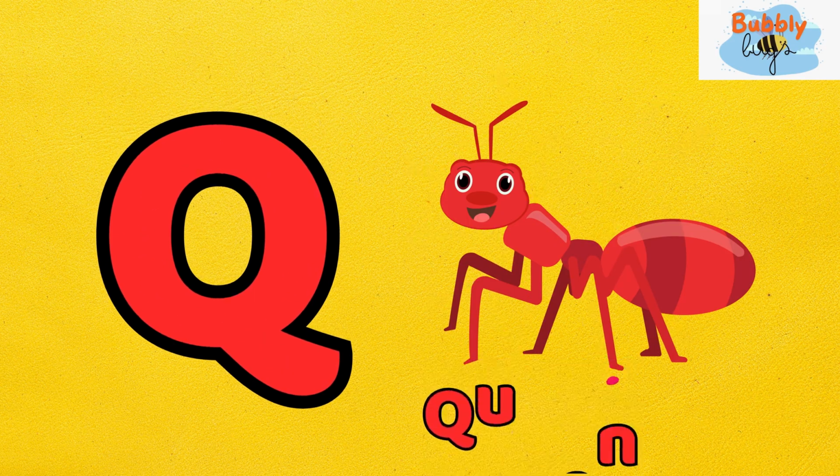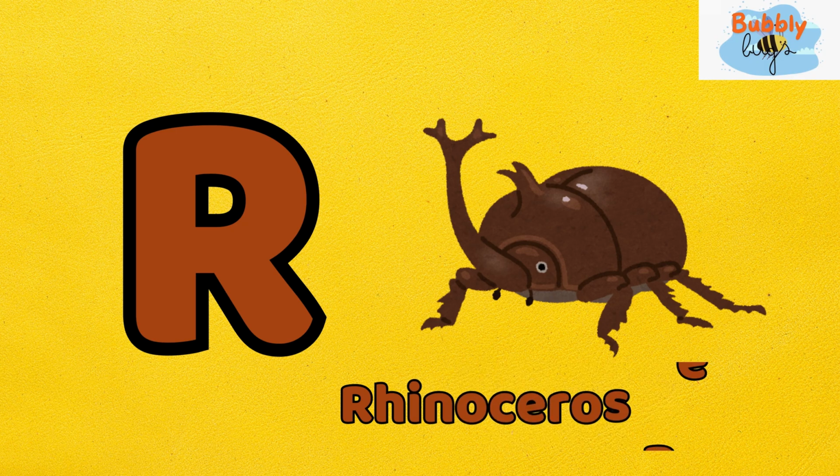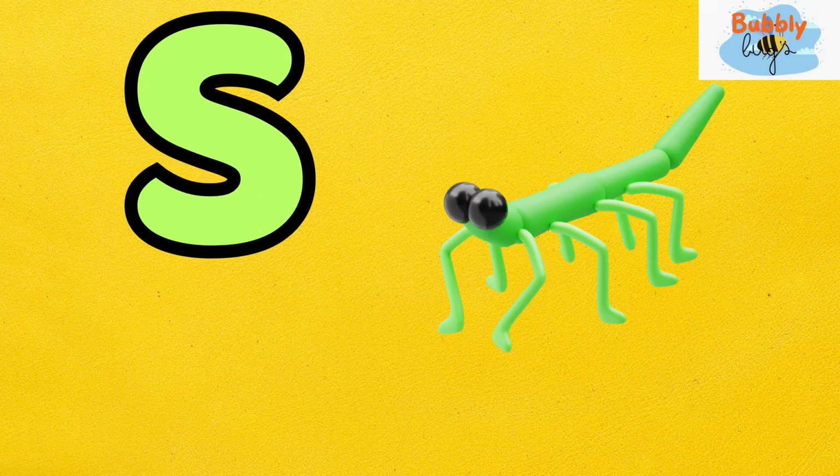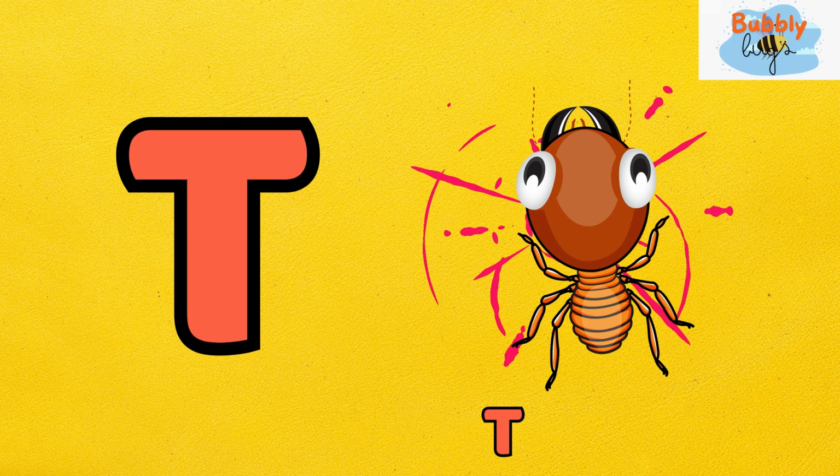Q is for queen ant. R is for rhinoceros beetle. S is for stick insect. T is for termite.